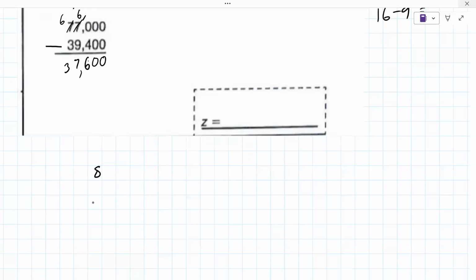All right, so let's do this. 84,000 minus 26,300.